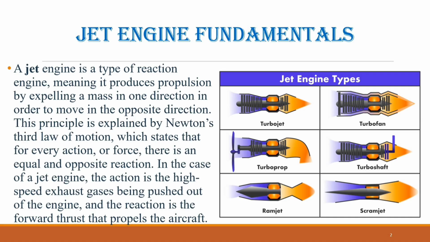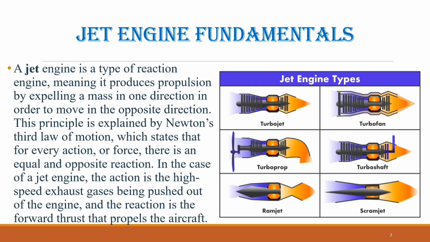Jet engine fundamentals. A jet engine is a type of reaction engine, meaning it produces propulsion by expelling a mass in one direction in order to move in the opposite direction. This principle is explained by Newton's third law of motion, which states that for every action or force, there is an equal and opposite reaction. In the case of a jet engine, the action is the high-speed exhaust gases being pushed out of the engine. The reaction is the forward thrust that propels the aircraft.